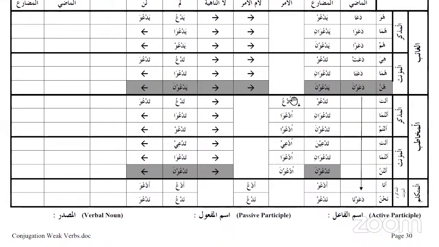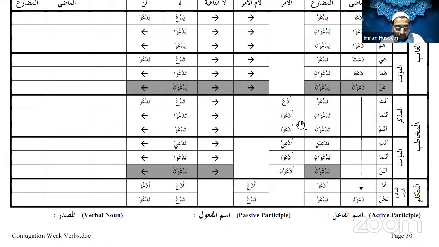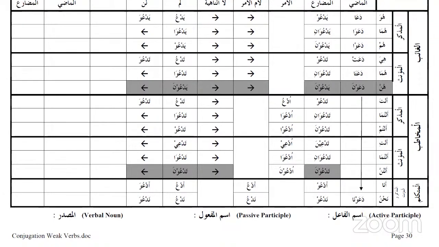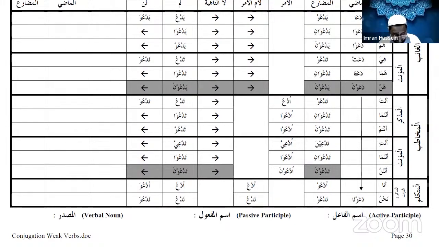So ud'u, ud'uwa, ud'u, ud'i, ud'uwa, ud'una. Is that clear for you? Any question from any sister or brother?